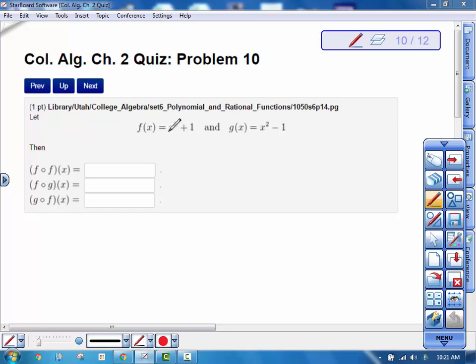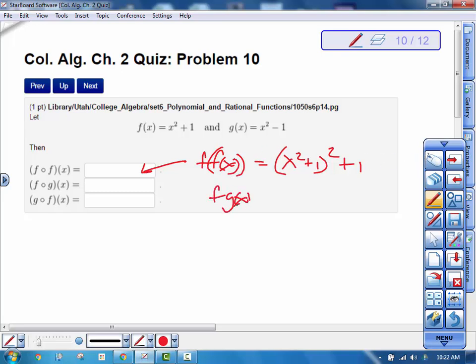All right, so some more composition problems then. F of f of x would be taking f and plug it back into itself. So f of x would be x squared plus 1 plugged in right there. So it would be squared plus 1. And you can write that right there. You don't have to simplify that at all.